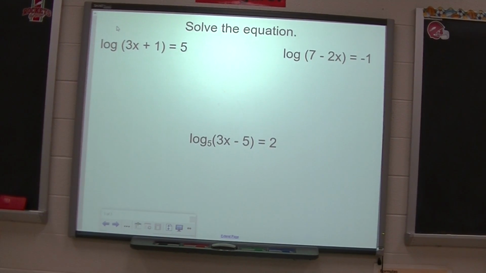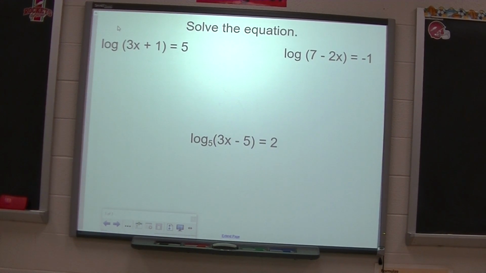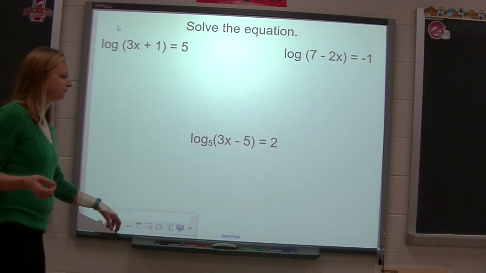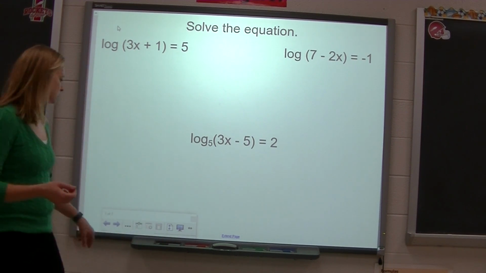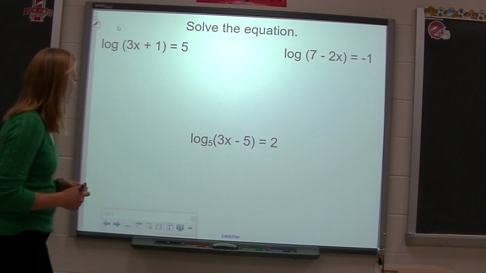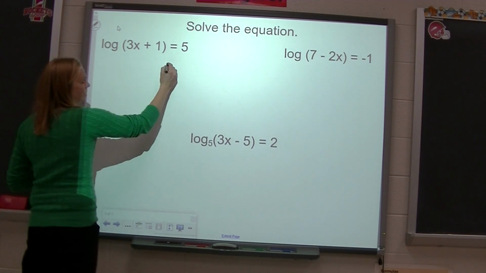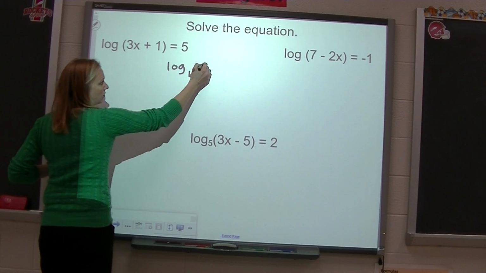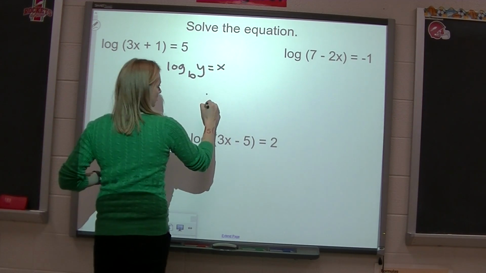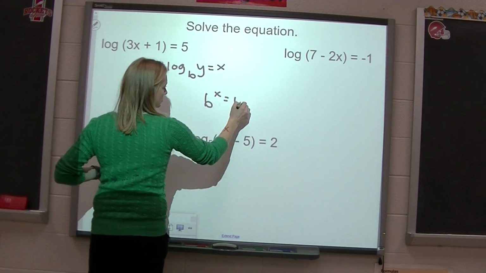Okay. For this one, we're going to have to solve the equation, however it's going to be given to us as a logarithm. So anytime you're given a logarithm, typically you have to solve it. More than likely you're going to want to convert it to exponential form. Remember, log base b of y equals x and b to the power of x equals y.